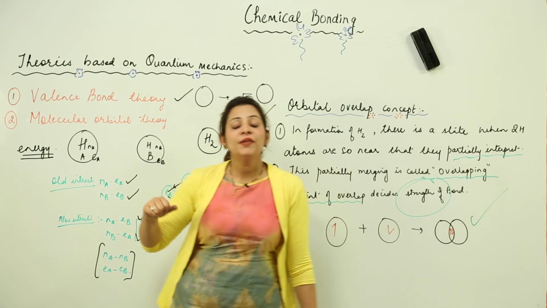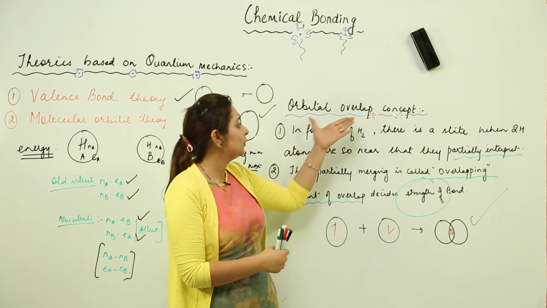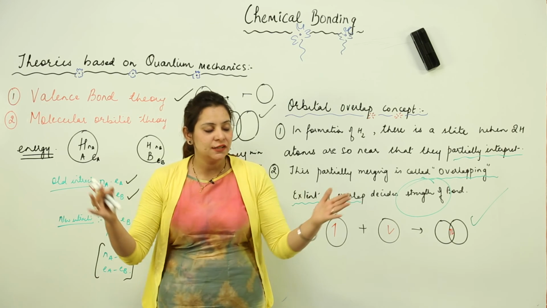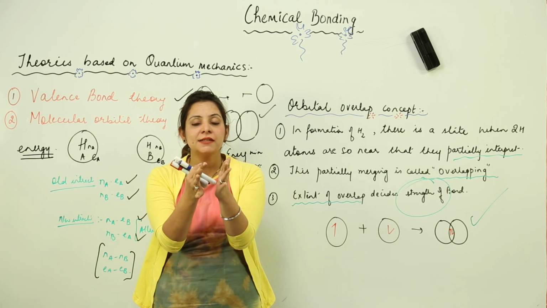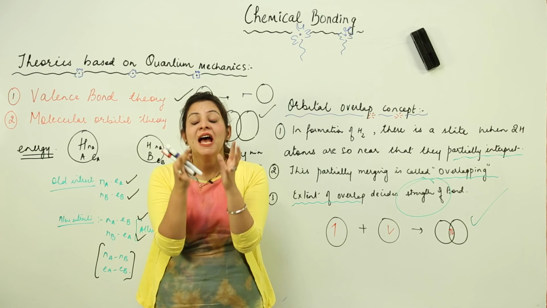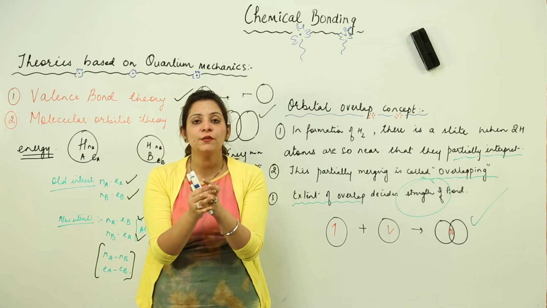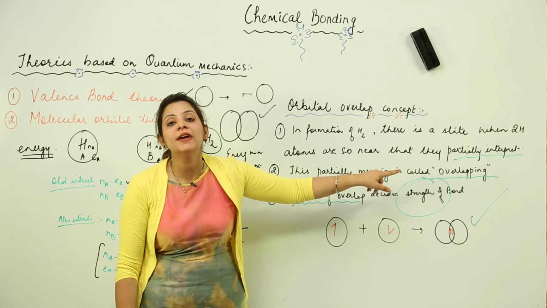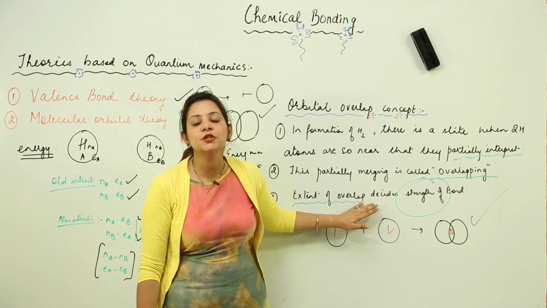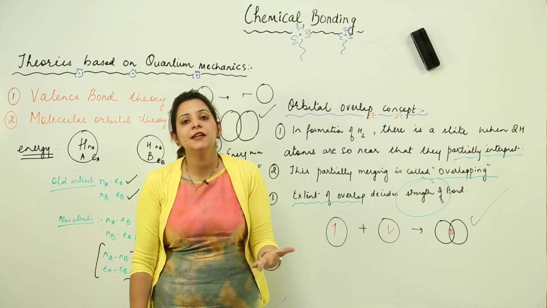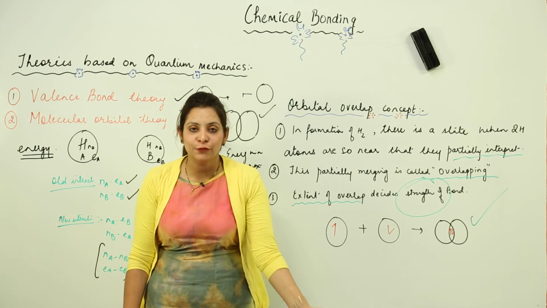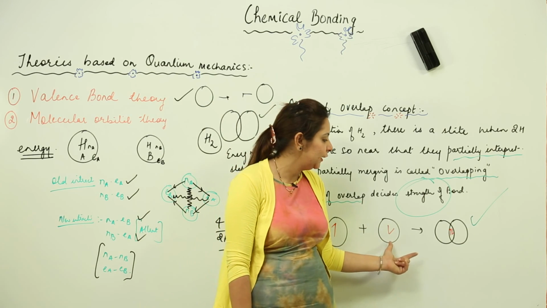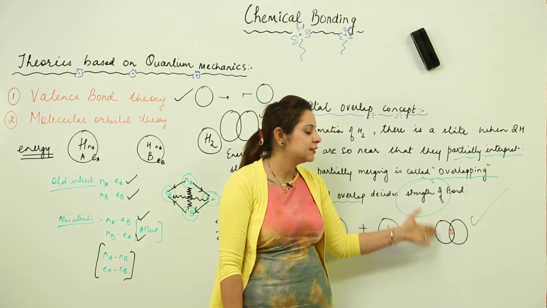Second, when the bond is formed, we have to take the overlapping into consideration also, because when they approach, they stop at the state where the attractive force is maximum, and that is a state where they partially merge, and this partial merging is overlapping. The more the overlapping, the stronger the bond. And as a result the molecule is formed. That means half filled atomic orbitals get paired up, and this results in the formation of the molecule.